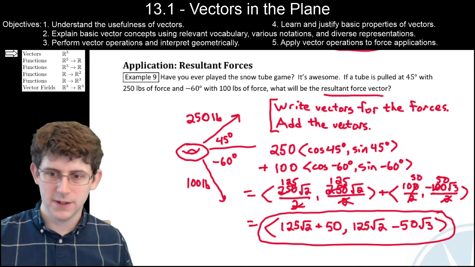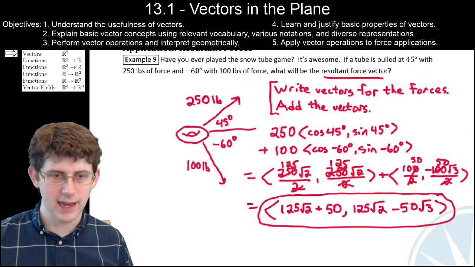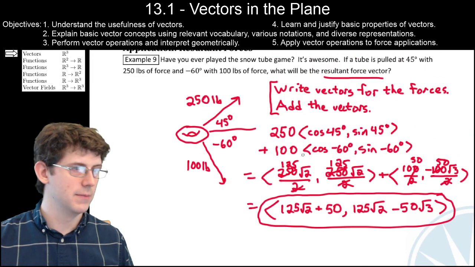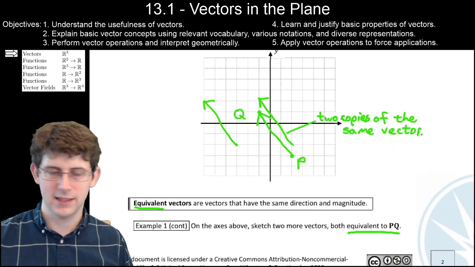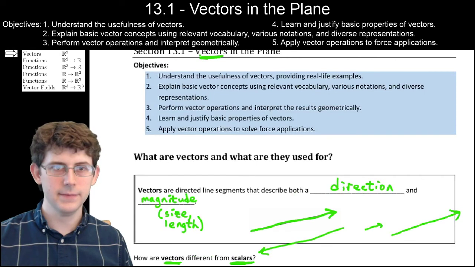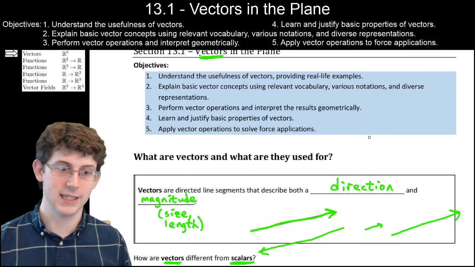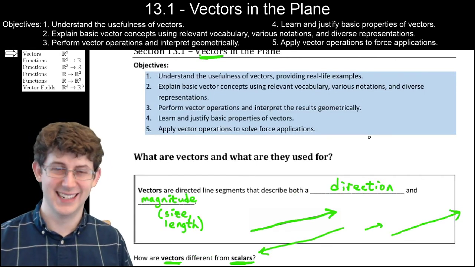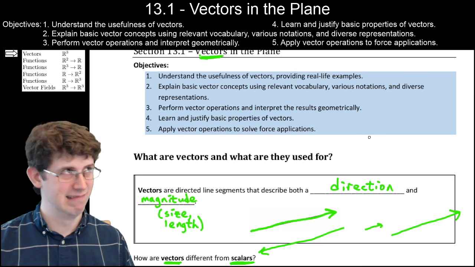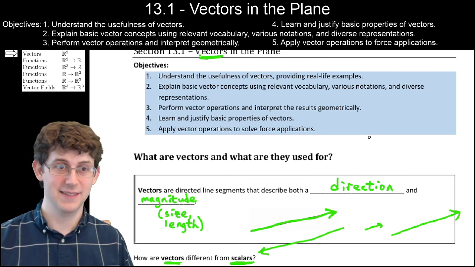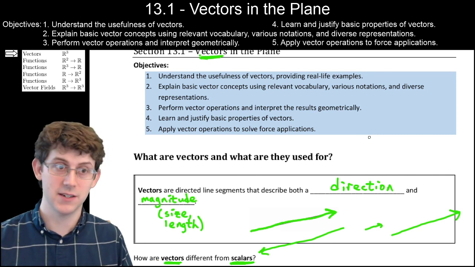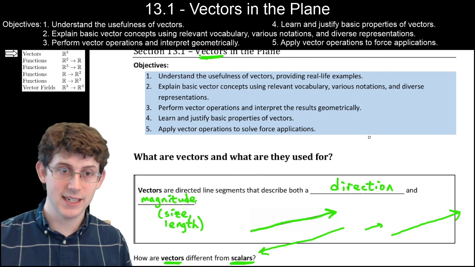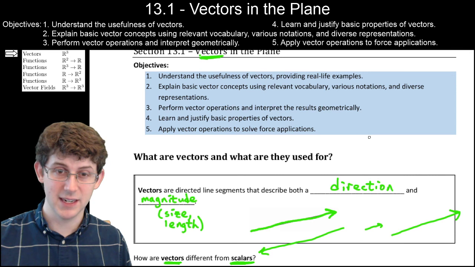Okay, that's it for, wait, is that it? Yeah, that's it for 13.1. Hopefully we got the objectives hit. Let's look at the objectives. We got a couple real-life examples, basically force. I guess that's one real-life example, is that vectors are the best way to represent forces, because they have a magnitude and a direction. Basic vector concepts using relevant vocabulary, various notations.